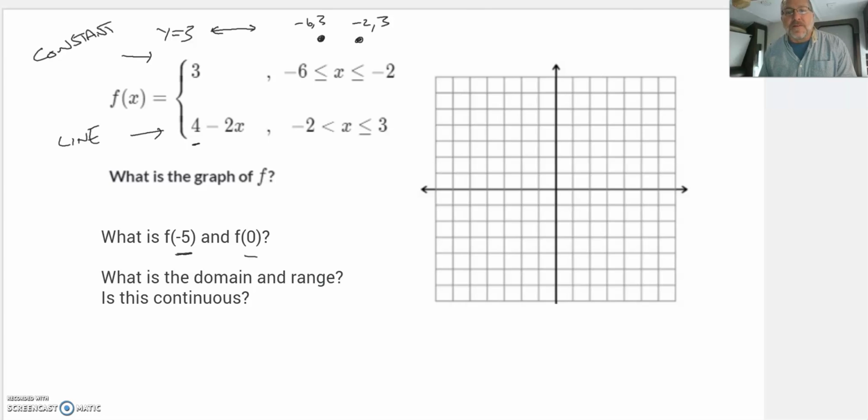So let's see if I can do that. 1, 2, 3, 4, 5, 6. I do believe this is -6. And I will start with a solid dot at the -6, 3 coordinate. I will end at the -2, 3 coordinate right here. And there is the first part of this function. The next part of the function starts at -2, but I recognize there's a hollow dot there. So I want to use that hollow dot as a starting point and then connect it with the end of the line where x is 3.